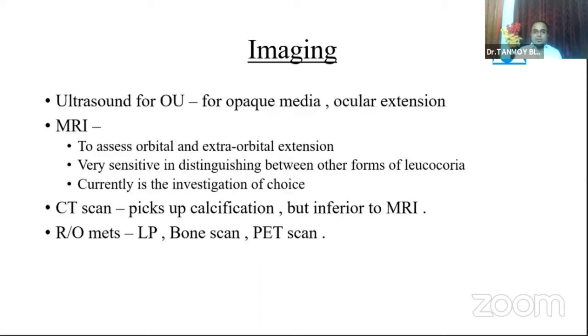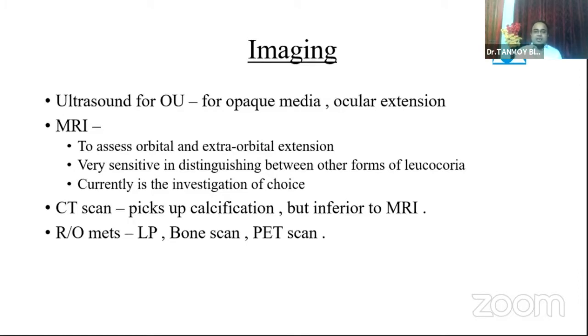Coming next to imaging, ultrasound should be done for both eyes, so that we do not miss very small tumors in the periphery. MRI is a very important investigation to assess orbital as well as extraorbital extension. It is very sensitive in distinguishing between other forms of leukocoria. Currently, it is one of the investigations of choice.